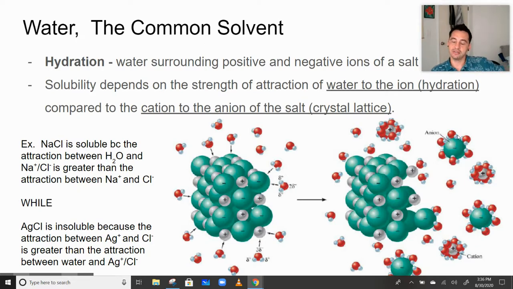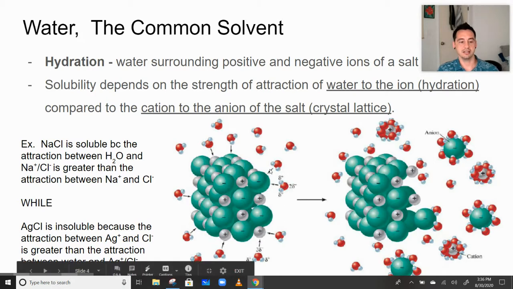So it'll surround the negative ions by the hydrogens attaching to the negative ion, and surround the positive ions by the oxygens attaching to the positive ions, because oxygen is negative, hydrogen's positive in those instances, right? And typically the solubility depends on the attraction between water and water compared to that of water and the other molecule or other atom. Okay, if those attractions are similar, then we'll have something dissolve.